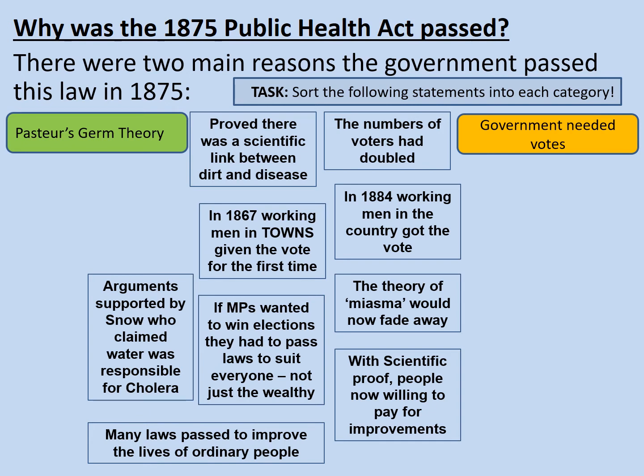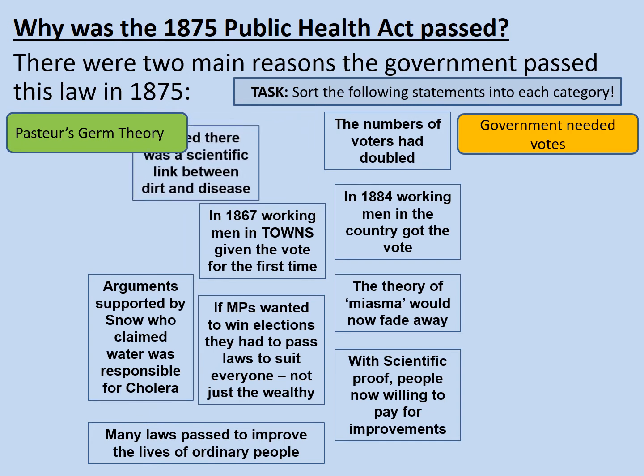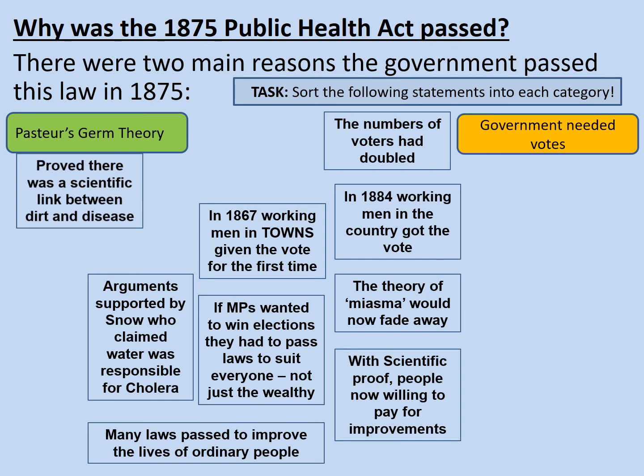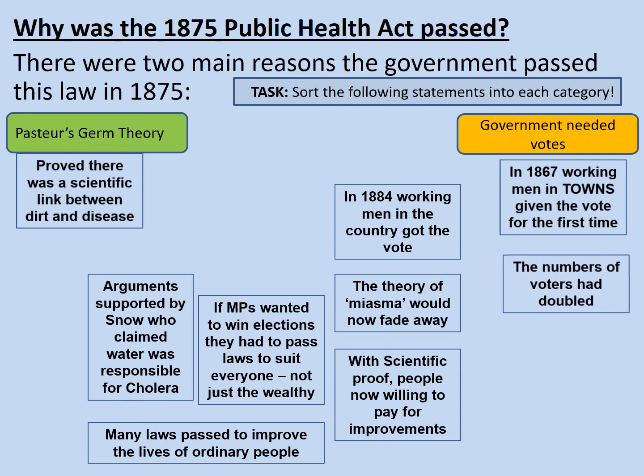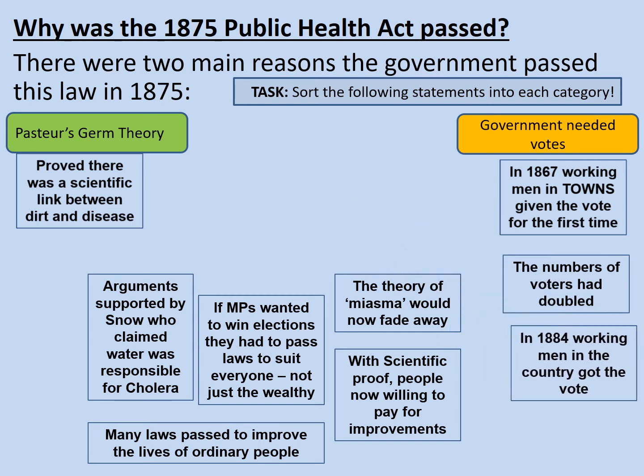Finished? Well, let's see what goes where. So Pasteur's germ theory proved that there was a scientific link between dirt and disease. In 1867, working men in towns were given the vote for the first time. The number of voters had doubled, and so the government actually needed to convince ordinary people that they were worth voting for. In 1884, working men in the country got the vote for the first time.